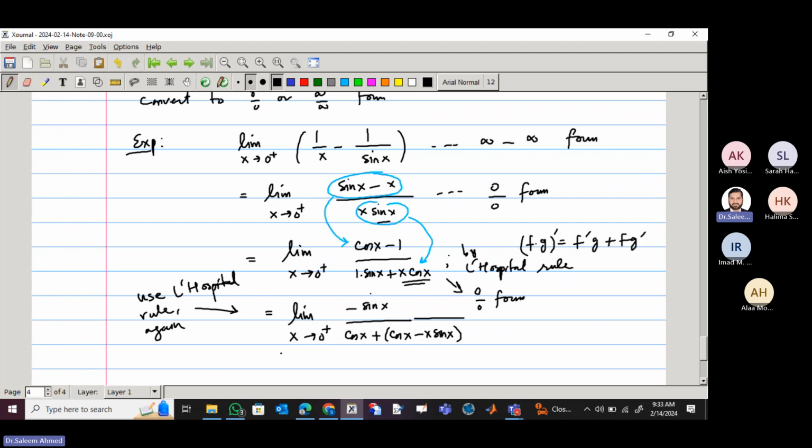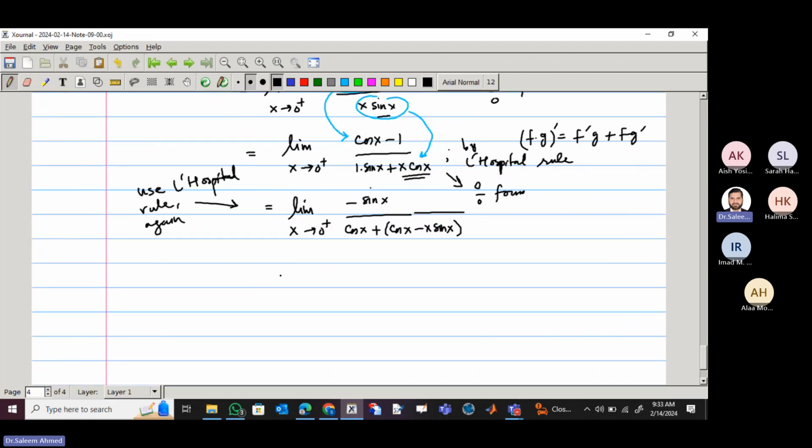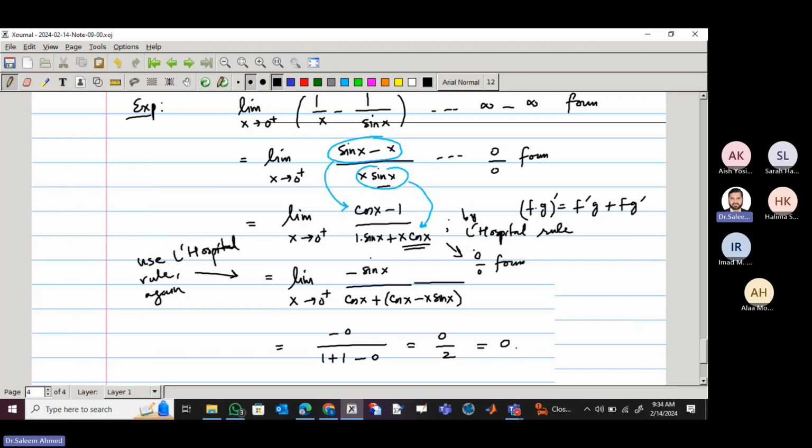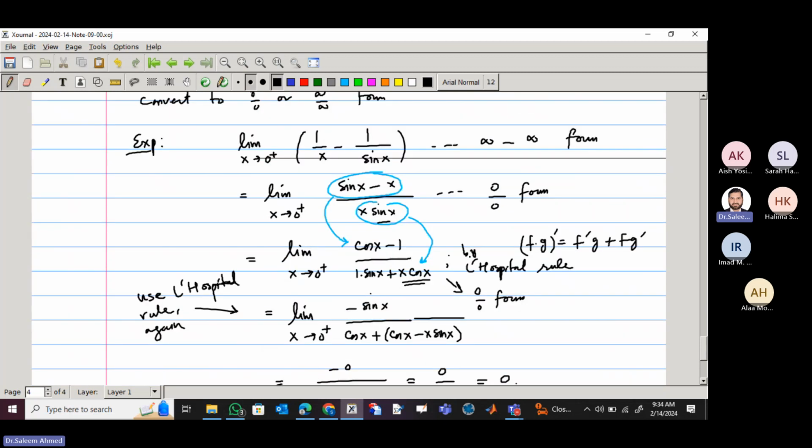Okay, so now if you put the limits, let's see what you get. If you put sine 0, it is 0, divided by cos 0 is 1, plus cos 0 is 1, minus x times sine 0 is 0. Now it is not 0 by 0 form. It is 0 by 2. So 0 by 2 is not an indeterminate form. 0 by 2 is 0. So see here, I need to use L'Hopital's rule 2 times.